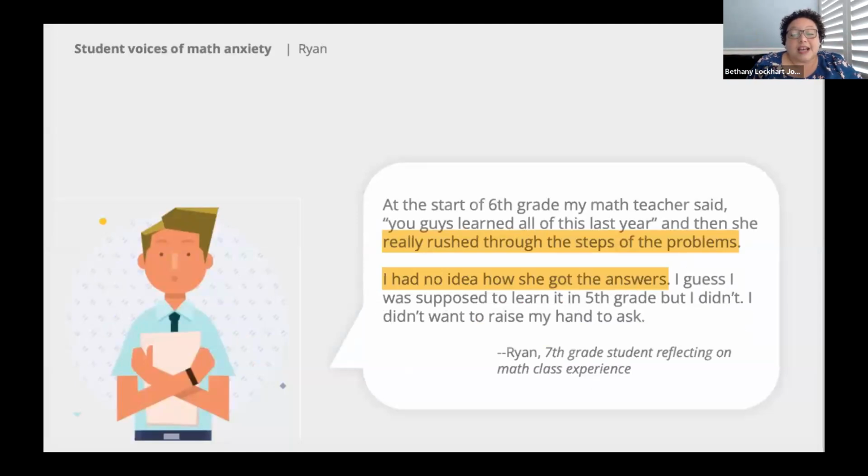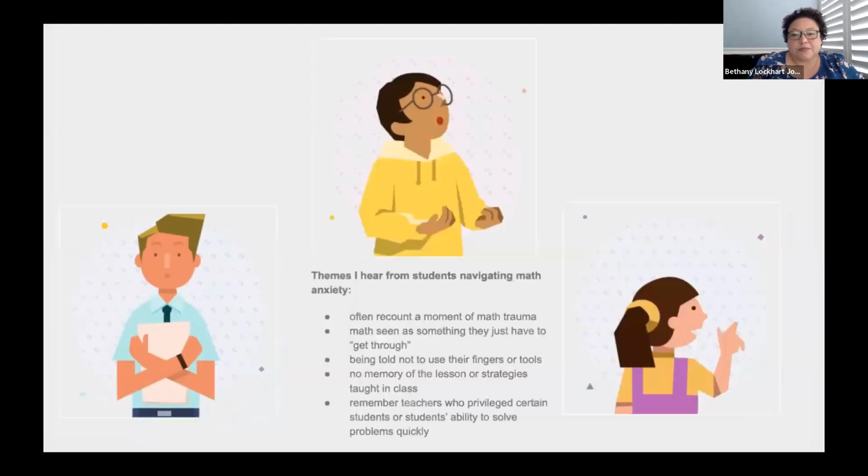Ryan, I actually want to read this whole quote. He said, at the start of 6th grade, his math teacher said, oh, you guys learned all of this last year, referring to the review chapter at the beginning of their textbook. And then she really rushed through the steps of the problem. He said, I have no idea how she got the answers. I guess I was supposed to learn it in 5th grade, but I didn't. And I didn't want to raise my hand to ask.